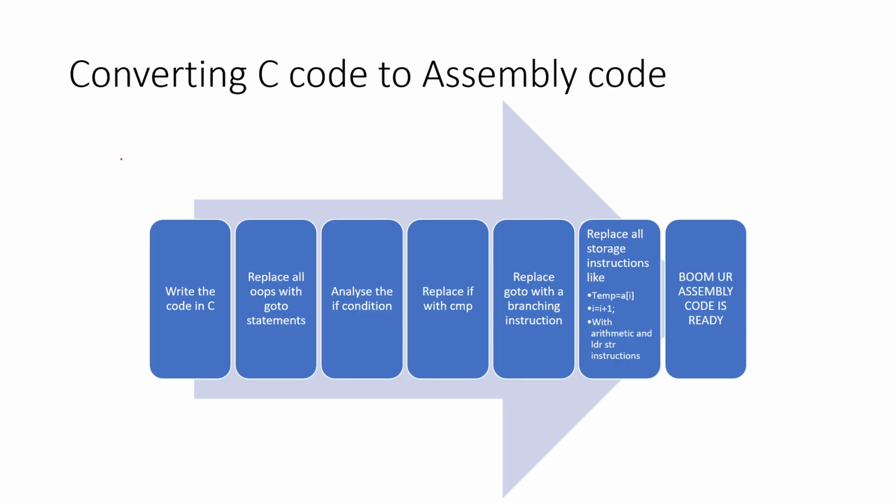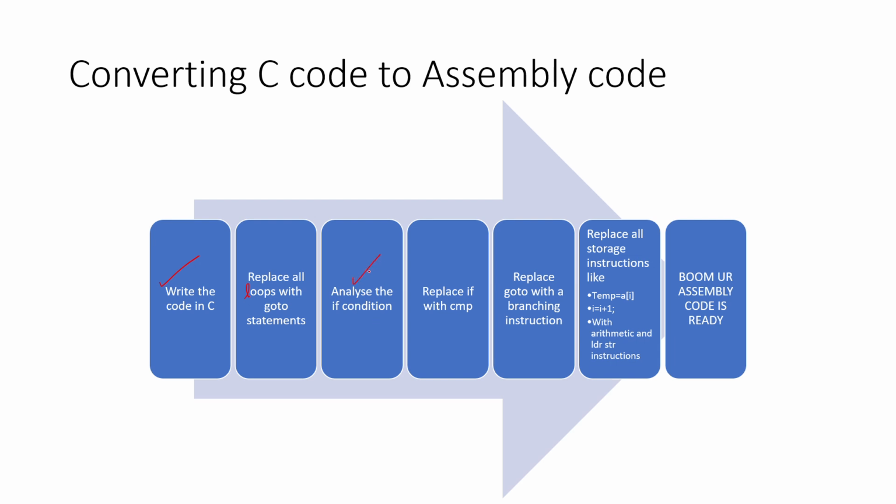And coming to converting C code to assembly code, in order to convert a C code into assembly code, we have to follow some steps. So we have to write the code in C and replace all the loops that are present in the code with go to statements. That is, for example, your code has something like for i equals 0, i less than 10, i plus plus. Then you have to look for an equivalent go to statement that can suffice this for loop, so that the code functionality won't change.